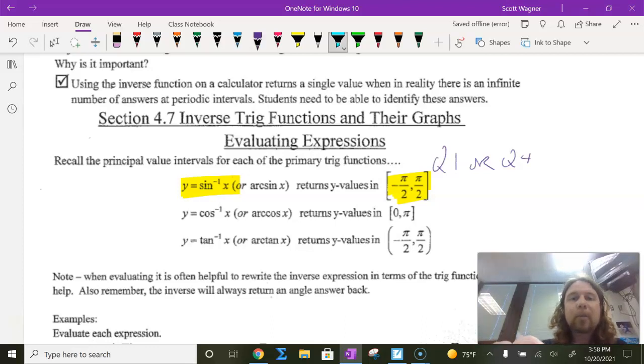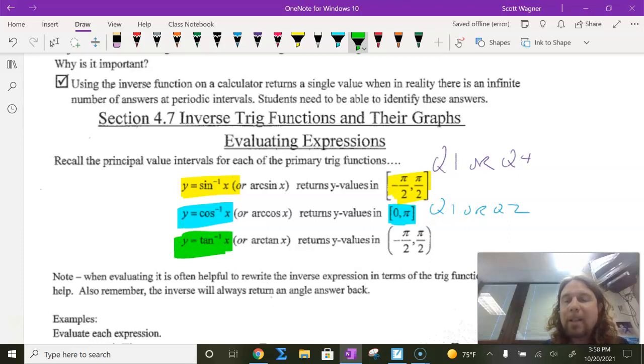The inverse cosine is going to give you a value somewhere between 0 and pi. So that's going to return something in quadrant 1 or quadrant 2. And the inverse tangent is going to give you a value somewhere between negative pi over 2 and positive pi over 2. So that, again, is just like the sine. So that's going to be quadrant 1 or quadrant 4.